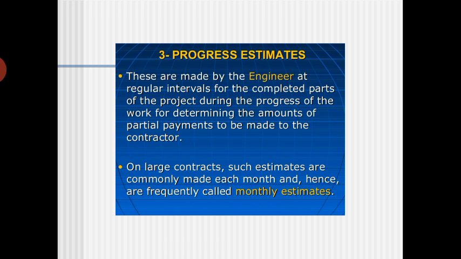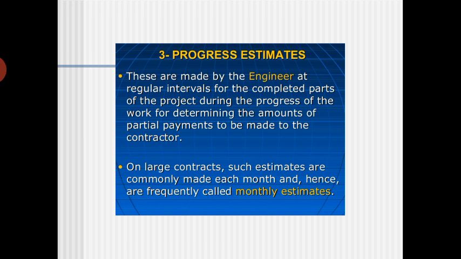Then the progress estimate. These are made by the engineer at regular intervals for completed parts of the project during the progress of the work, for determining the amounts of partial payments to be made to the contractors. Of course, this can be done with the help of, when you are dealing with government projects, one separate inspection called third party inspection. When doing third party inspection, normally they will check the quantity and the quality which you have proposed in your estimate, and they will compare it.